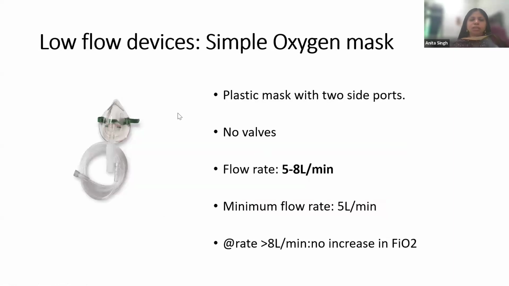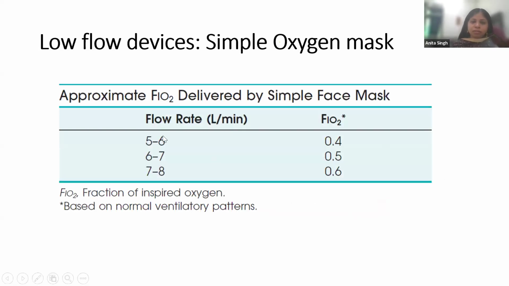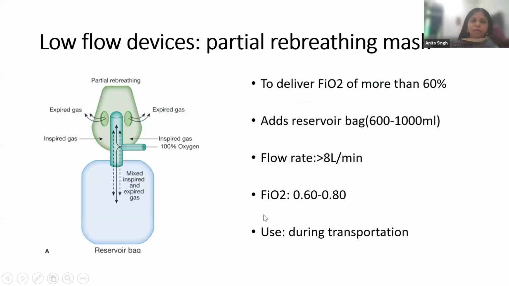Then the simple face mask would be used less often in neonates, but can be used in young infants or the pediatric age group. This is the simple plastic face mask with two side ports. It doesn't have any valves, and it has a flow rate of around 5 to 8 liters per minute. The minimum flow rate should be 5 liters per minute, and a flow rate of more than 8 liters per minute doesn't provide any advantage in increasing FiO2. So this is the chart for the delivered FiO2 as per the flow rate.